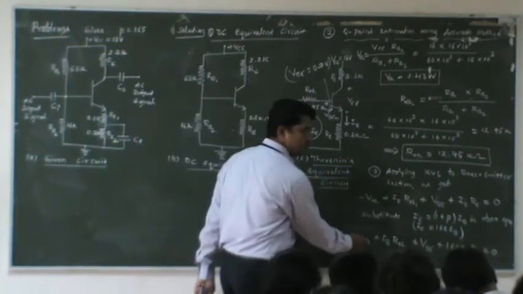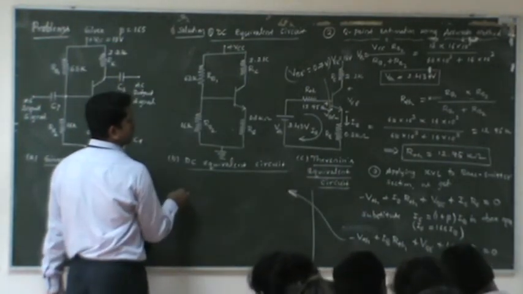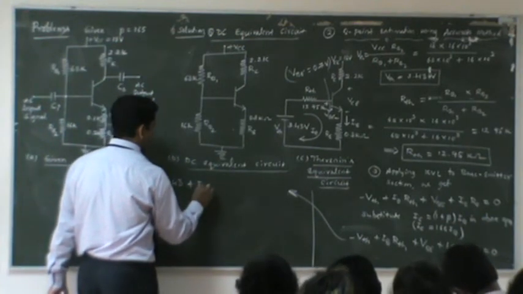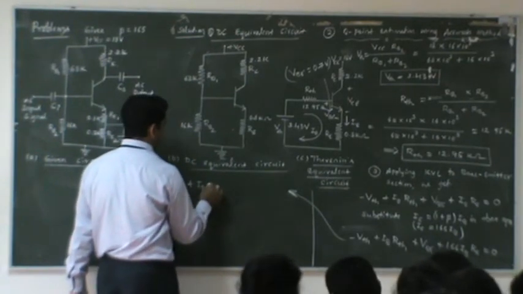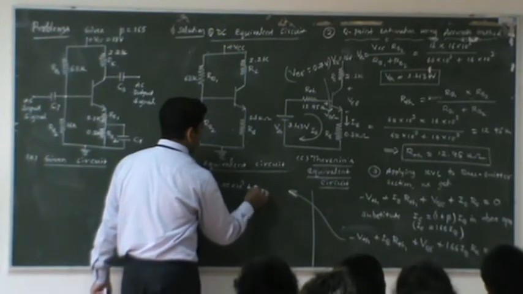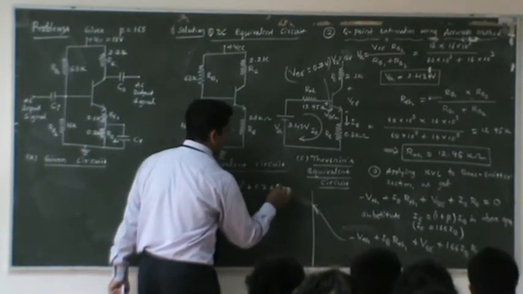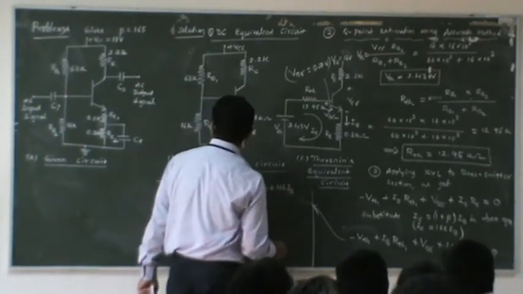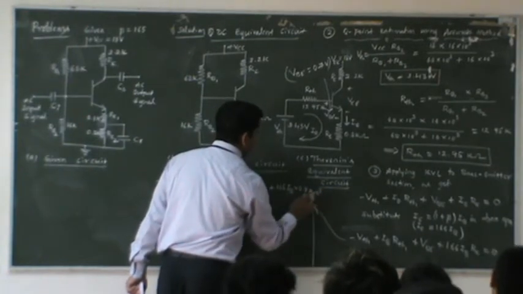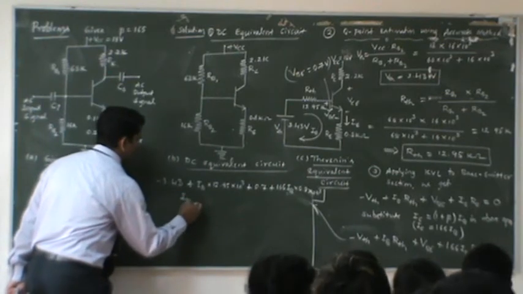The value of IB, substitute everything. Minus VThevenin, continuation is here, you see, but minus Thevenin value is minus 3.43 plus IB times RThevenin, 12.95 kilo ohm, plus VBE 0.7 plus 166 IB and RE value you can see 0.8 kilo ohm, 0.8 into 10 power 3. Simplify all these things and find out the value of IB.